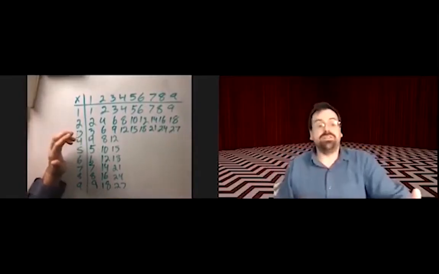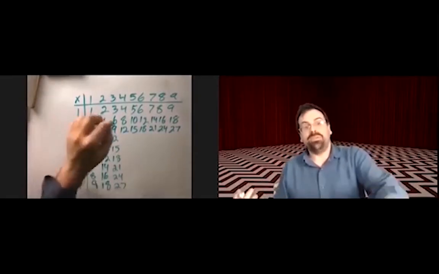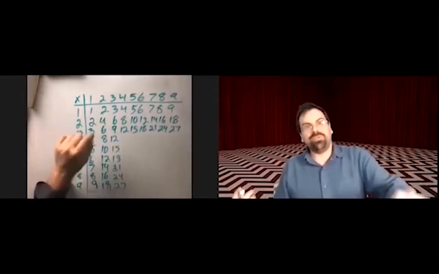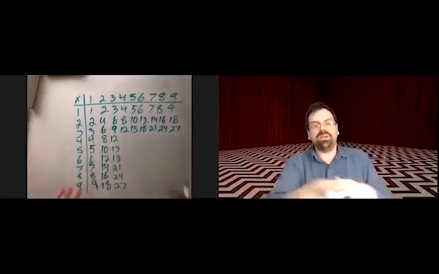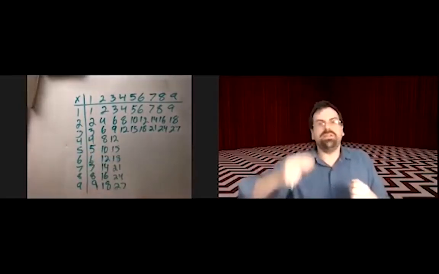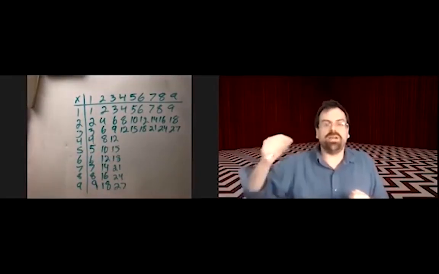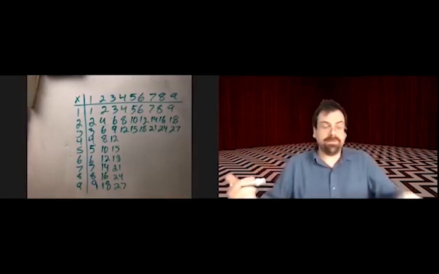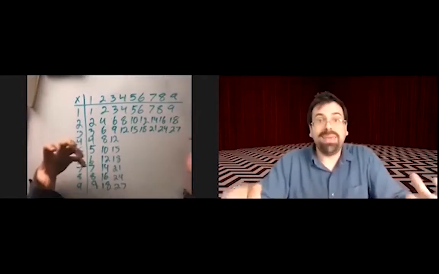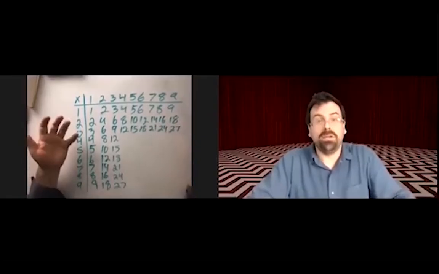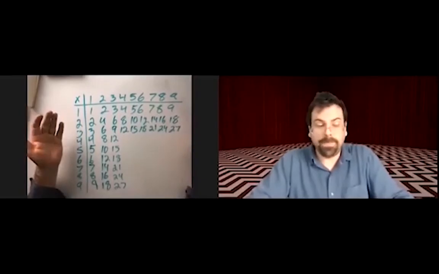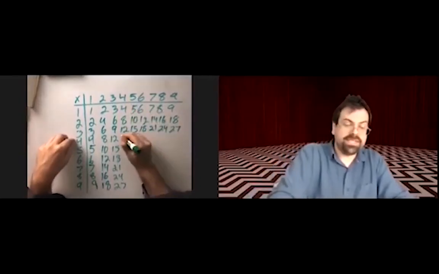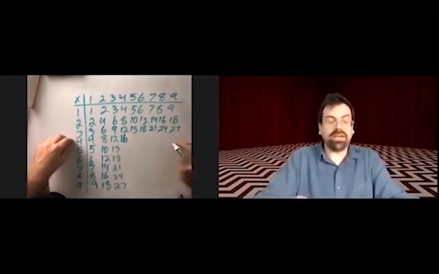Make flashcards. 1 times 1, 2 times 1, 3 times 1, 2 times 2, 2 times 3, 2 times 4, 3 times 2, 3 times 3, 3 times 4, all of them. And just try to get it so that you know these off the top of your head. But until then, you're welcome to make a multiplication table to help you out. No calculator though.